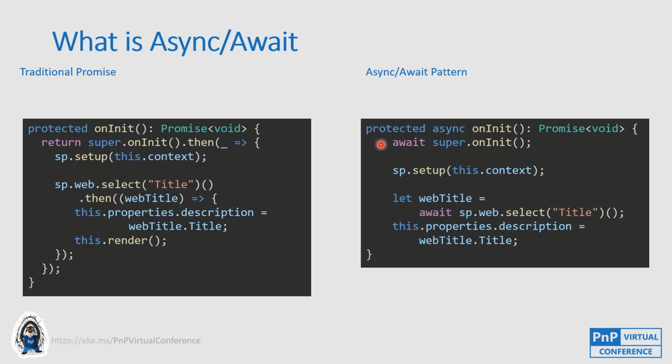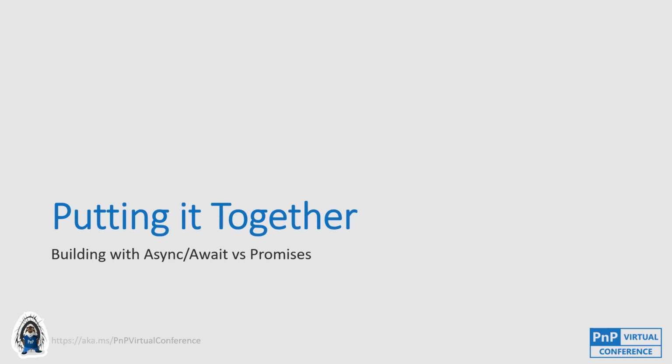So we know that by putting this await keyword in front of our call, it's not going to move on to make the sp setup call until this promise is returned. And so you can see by looking at this that this is significantly more simple to understand and consume and to debug, honestly. So that's our goal for today, to switch our mindset from using traditional promises into using this async await pattern. And so next, we're going to dive in and do a pretty in-depth demo about how we can build with async await versus using promises.